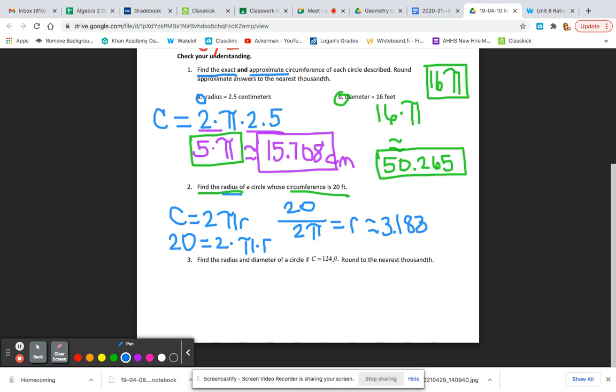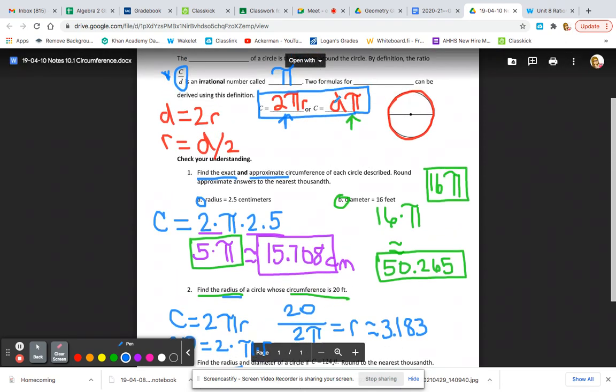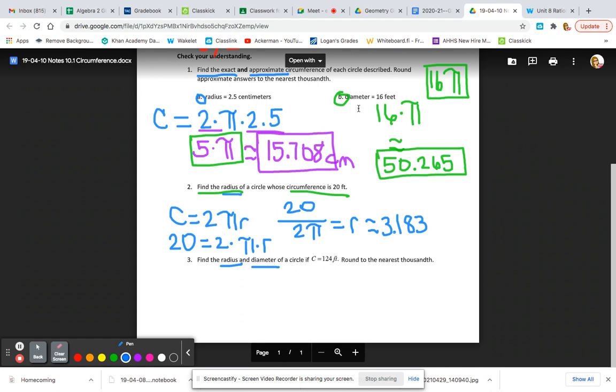Okay, so number 3 is just like this. The difference is it wants us to find the radius and the diameter. So I would do the radius exactly the same way as number 2, or you could do the diameter first and use this green formula where it's diameter times pi. I'm going to go ahead and pause a second. I want you to pause the video and try number 3 real quick by yourself. Go ahead and pause it while you do that, and then when you return, we'll go over the answer.